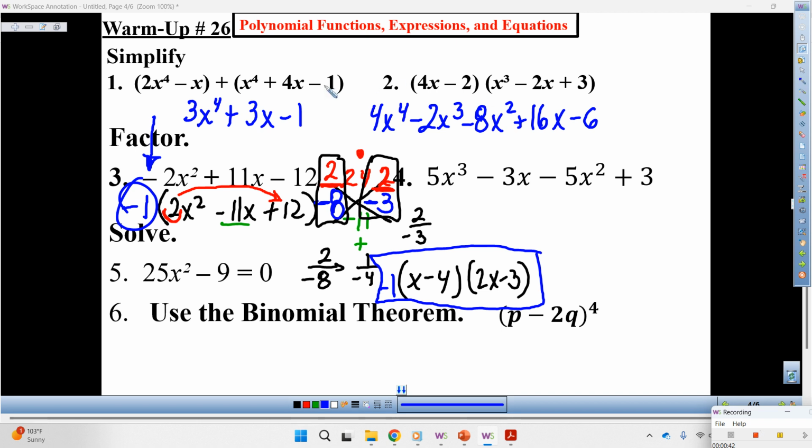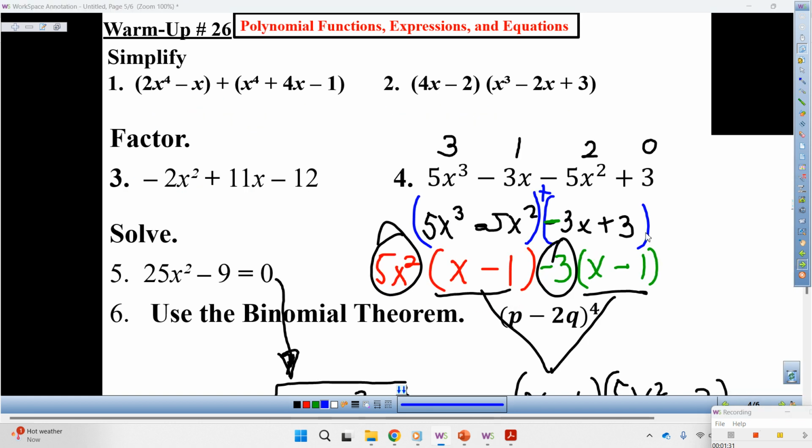All right, so once again, for number 1 you gave me an answer of 3x to the 4th plus 3x minus 1. For number 2, we got 4x to the 4th minus 2x cubed minus 8x squared plus 16x minus 6. Number 3, we factor out a negative 1 first, open up parentheses, that leaves us with 2x squared minus 11x plus 12. We multiply the 2 times 12, that's 24, negative 11 down here. My two numbers are negative 8 and negative 3. We write the 2 on top of both, and we ask the question, can we simplify this? We said yes, 1, negative 4, and that became x minus 4. This one cannot, so that stays as 2x minus 3, and don't forget the BFF.